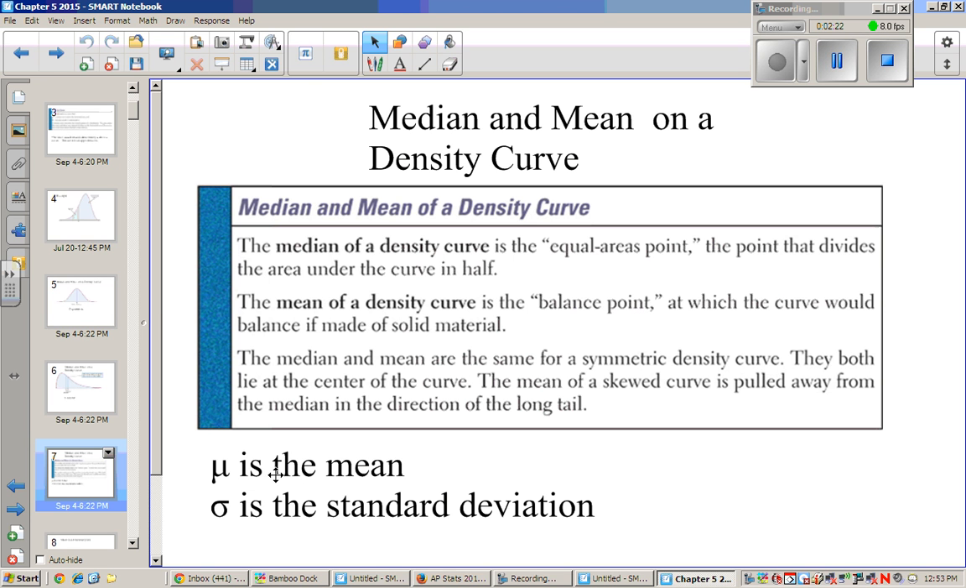Now, in this chapter, and throughout statistics, we use mu as a theoretical mean. It's the mean of an entire population, where sigma is our theoretical standard deviation. It's the standard deviation of our entire population. We'll talk more about that.